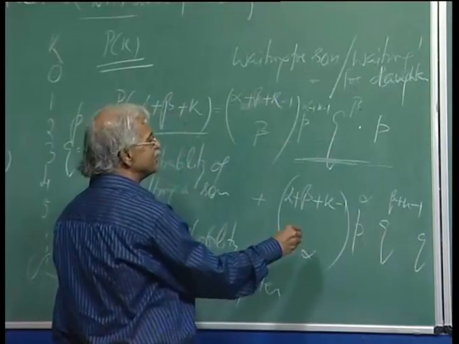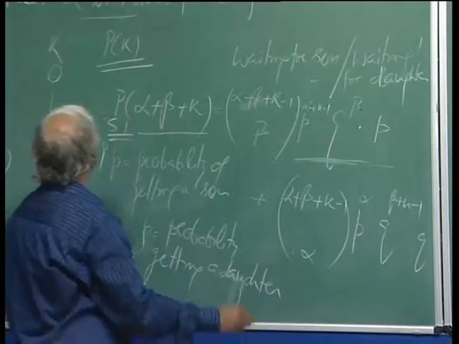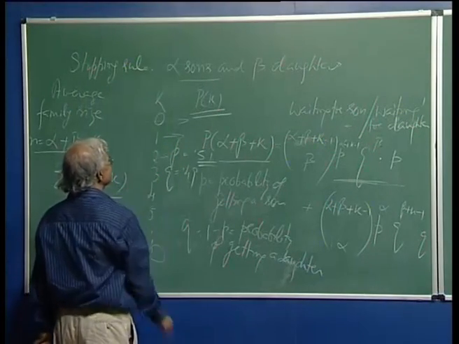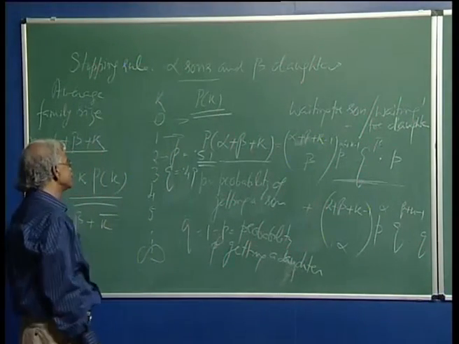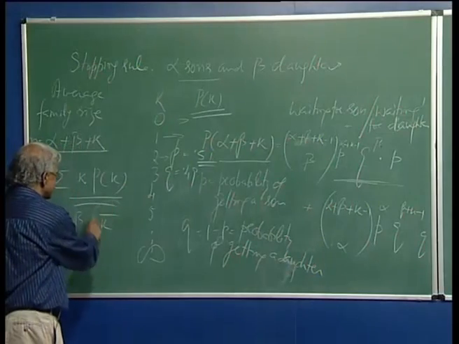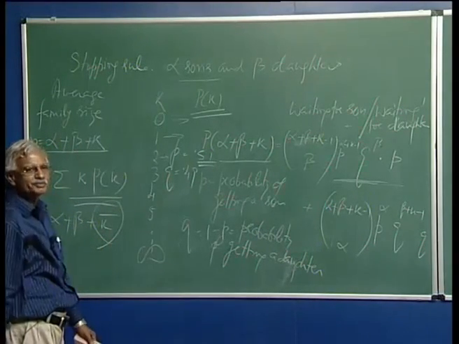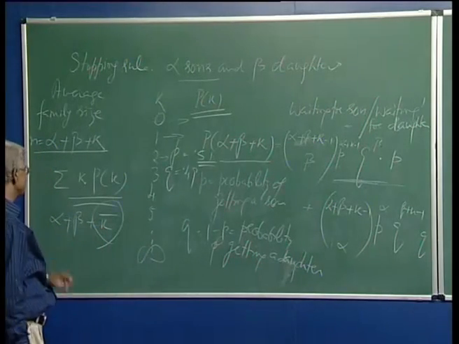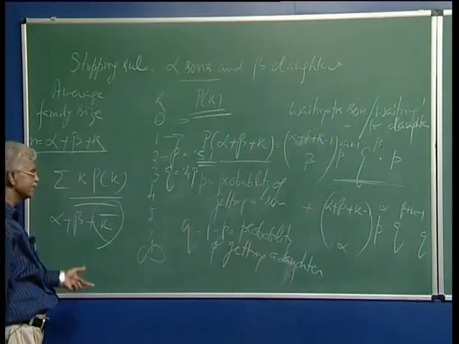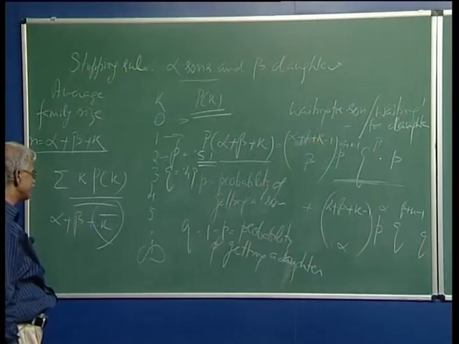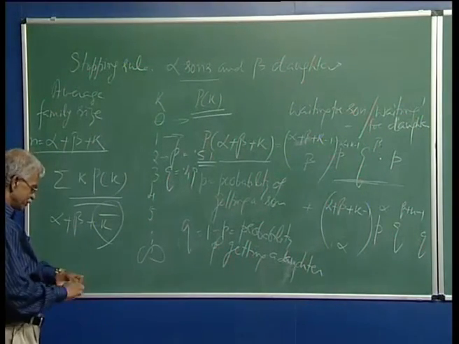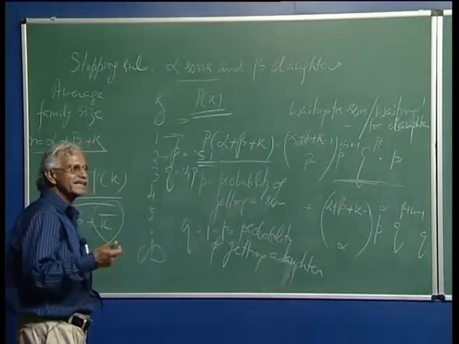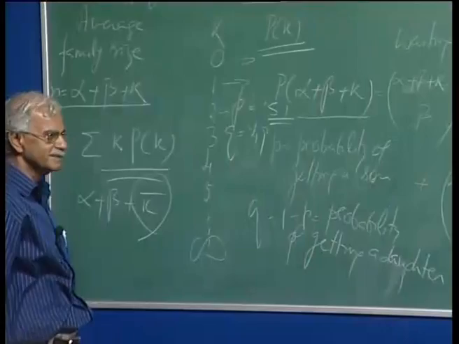You put different values of k into this expression and you will get probabilities corresponding to k equal to 0, k equal to 1, k equal to 2, k equal to 3 and so on, and you can obtain the mean of this probability distribution. The mean of this probability distribution is k bar. So, the average number of children in that population would be alpha plus beta plus k bar. Now, using this kind of logic, you can also calculate what will be the sex ratio of this population.